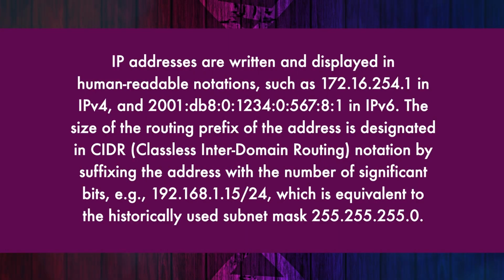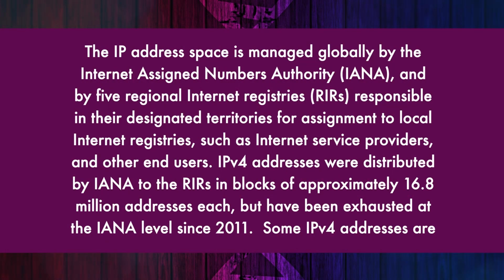So that it is easy for us to remember many such addresses. The size of the routing prefix of the address is designated in CIDR. CIDR means classless inter-domain routing, and it is the notation by suffixing the address with the number of significant bits. For example, 192.168.1.15/24, which is equivalent to the historically used subnet mask 255.255.255.0.